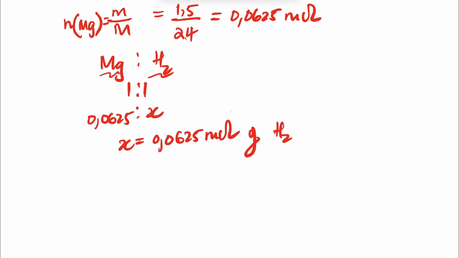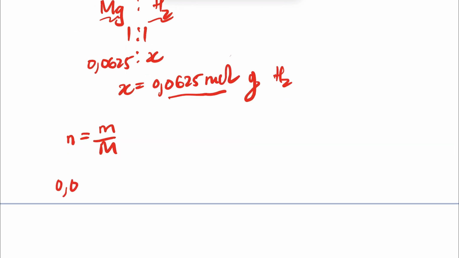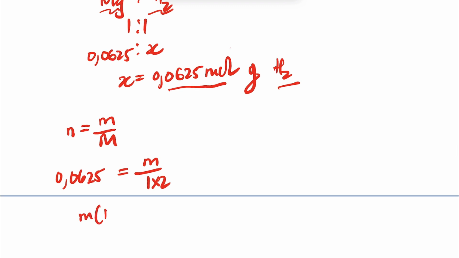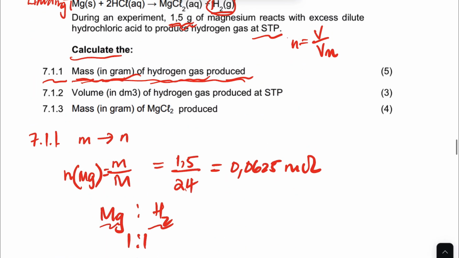Now we have the moles, we have to change into mass using the formula mass over molar mass. So we substitute the number of moles of hydrogen, and we want the mass of hydrogen. The molar mass of hydrogen is 1, but since it's hydrogen gas, it's going to be 2 times that. When you punch that in the calculator, your mass of hydrogen will be 0.13 grams. That's a rounded off answer.